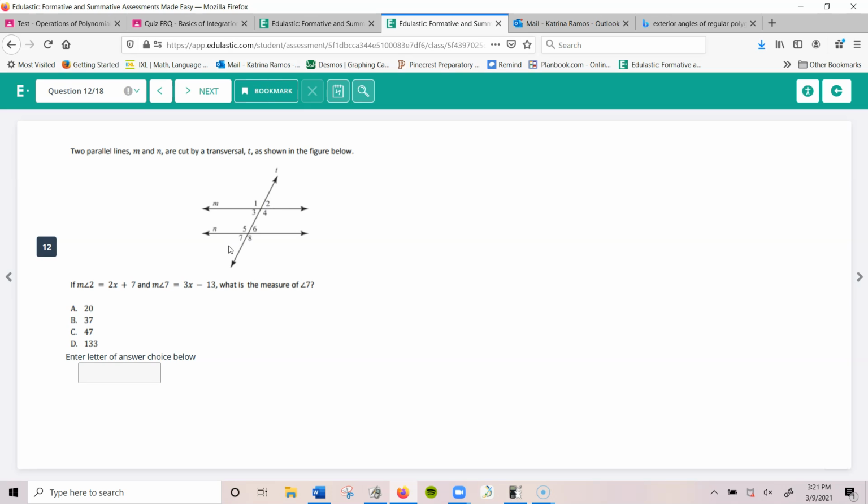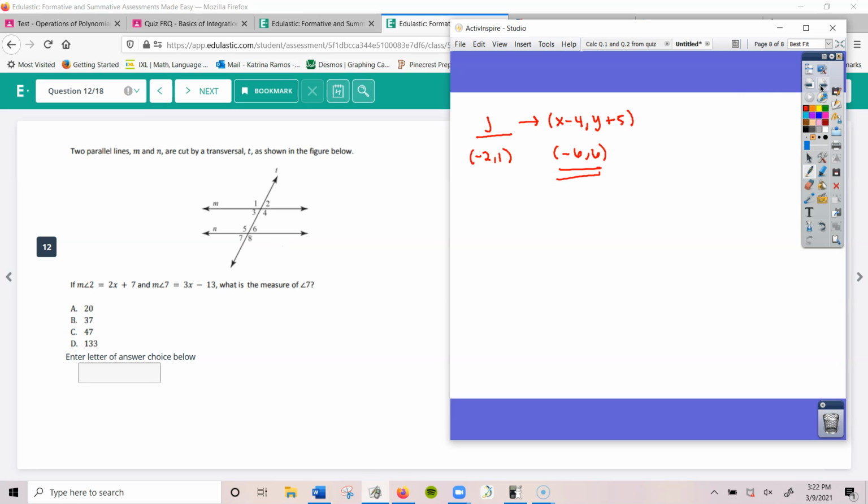Now if you look at 2 and 7, these are alternate exterior angles. Alternate because they're on the opposite sides of the transversal. The 2 is on the right and 7 is on the left. And they are exterior because they are on the outside of those parallel lines. And alternate exterior angles are equal. They are congruent. So we can set the measure of angle 2 equal to the measure of angle 7.